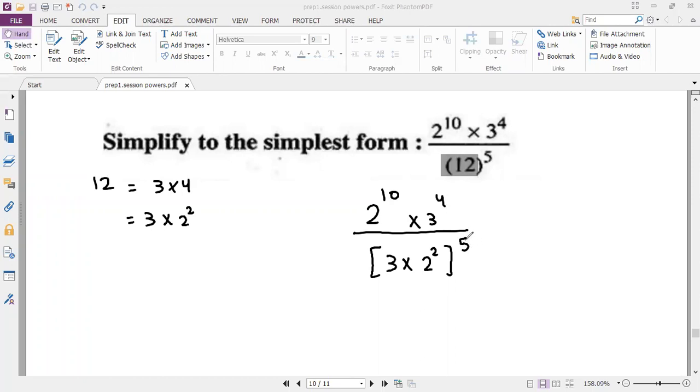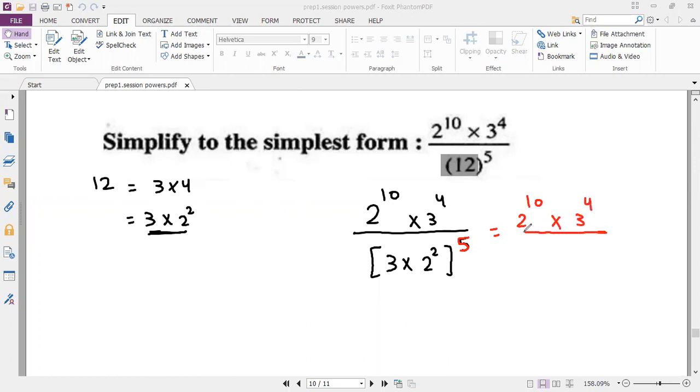What is happening? Instead of 12, I substituted 3 times 2 to the power of 2, and 3 times 2 to the power of 2 equals 12. And I put here the power, which is 5. What is the next step? Write the numerator as it is.